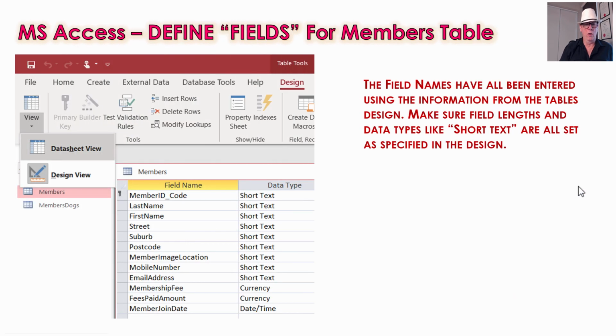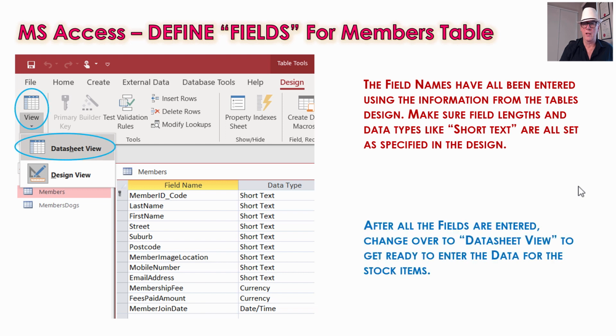All right, so they're all the fields when we've got them defined. And we use the information from the table's design, that Microsoft Excel spreadsheet. Make sure the field lengths and data types like short text are all specified in the design. Okay, so make sure you follow that design. After they're entered like this, we can now click on that view triangle again and change back to Datasheet view. So there's two views of the table, one when we're setting it up and designing it, which we've just done, and the main one we're going to use now is Datasheet view.